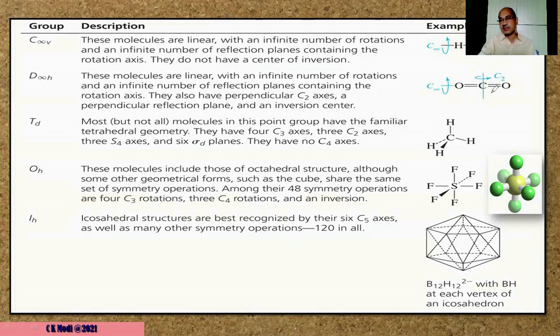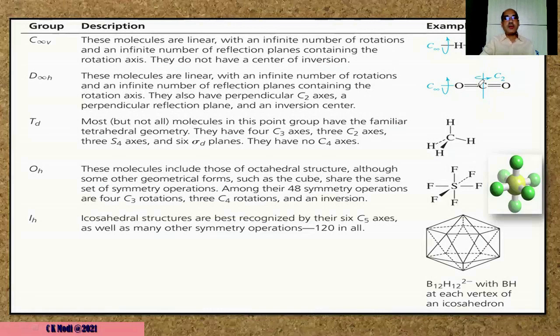Therefore, infinite number of sigma V planes are also present. So sigma h is also present. Look at this. Here sigma h is also present. If I can put the sigma h over here, which is perpendicular to this principal axis, so this is called sigma h. Okay. So one sigma h is also present.